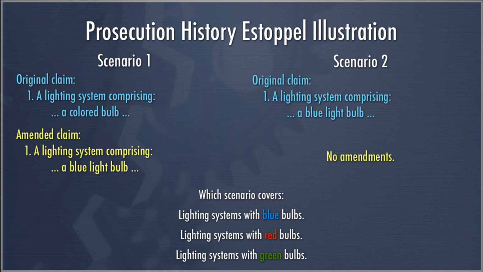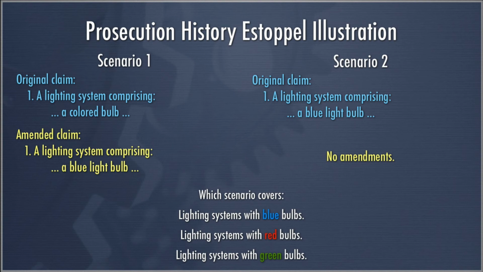Now, as we'll find out next class, I'll give you a quick preview on this. Scenario 2 probably wouldn't work either, because you can't use the Doctrine of Equivalents to encompass the prior art, and since lighting systems with red bulbs are in the prior art, you could not get that coverage under the Doctrine of Equivalents regardless. But where the rubber meets the road here with respect to prosecution history estoppel is on the green bulbs.